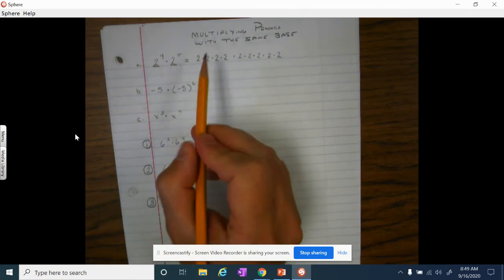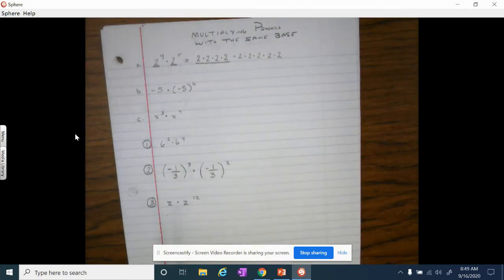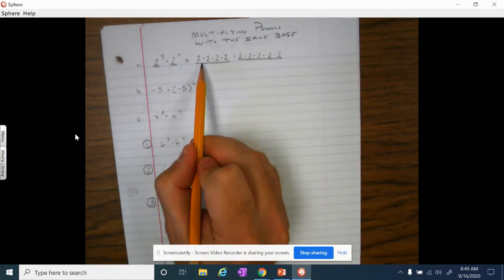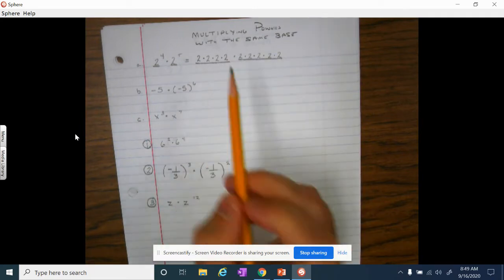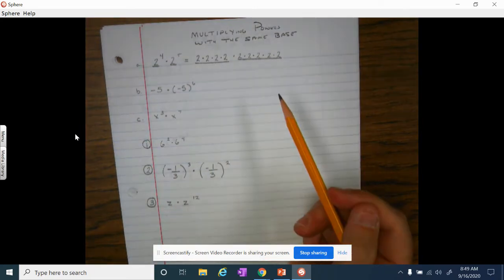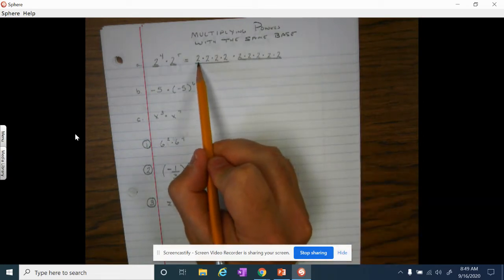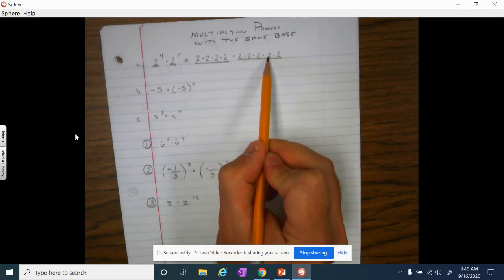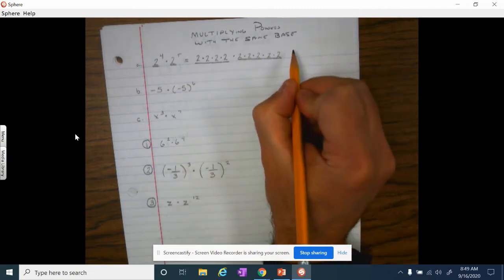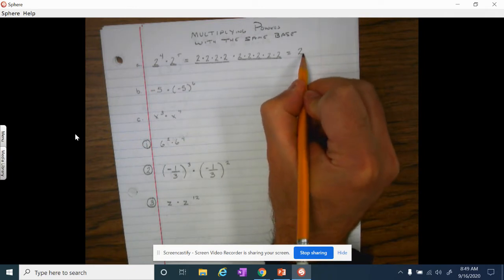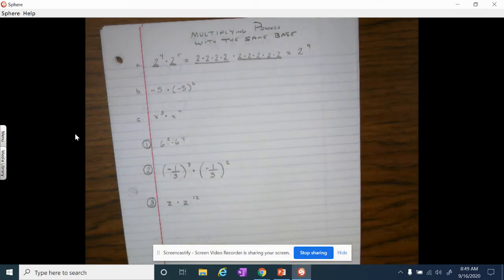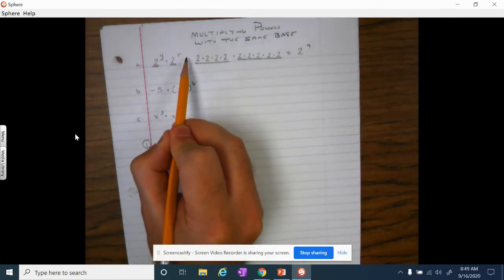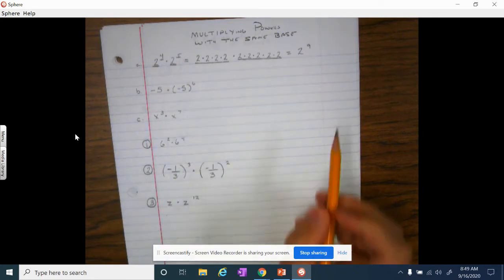So if 2 to the 4th means this, and 2 to the 5th means this, then 2 to the 4th times 2 to the 5th means I have a bunch of 2s, and so I just get to count how many 2s I have in my problem. 1, 2, 3, 4, 5, 6, 7, 8, 9. So I have 9 2s. So my final answer is 2 to the 9th, because 2 to the 4th times 2 to the 5th equals 2 to the 9th.